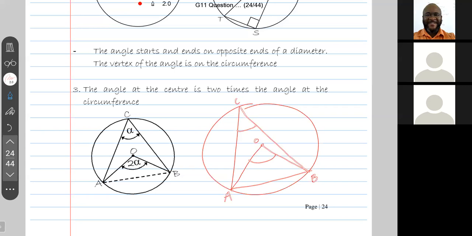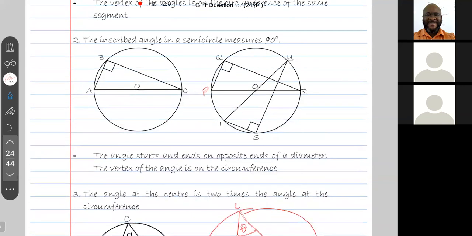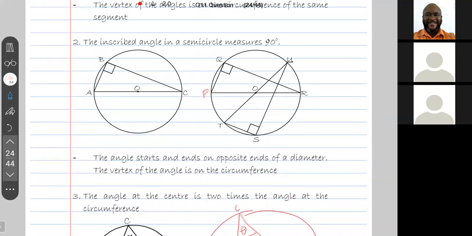One goes to the center of the circle, the other goes to the circumference. The angle that goes to the center is called the angle at the center. The angle that goes to the circumference is called the angle at the circumference. Whatever this angle is, it is 2 times that angle. The angle at the center is equal to 2 times the angle at the circumference. So circle theorem number 3 is the angle at the center is equal to 2 times the angle at the circumference.